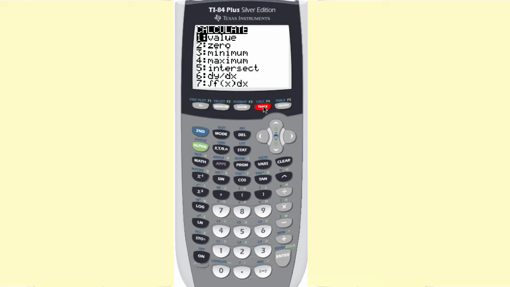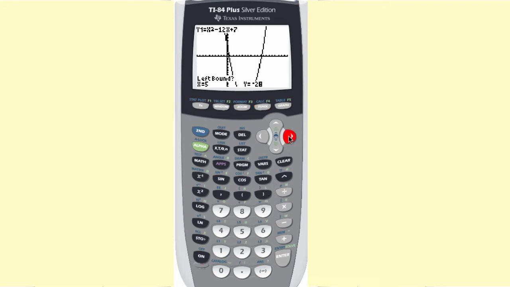So second trace, which is calculate. This time we're going to do a 0. And we want to be to the left of the 0. There I am. Okay, to the left, enter, and then move to the right, enter, guess, enter one more time. And that x-intercept is 0.61 and then 0 for y. So that first solution for the equation is x equals 0.61. And again, that is a rounded solution, not an exact solution.